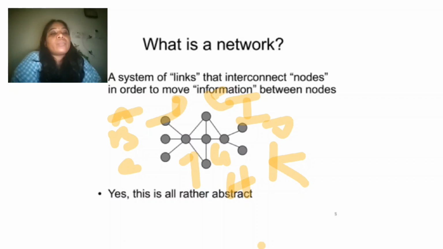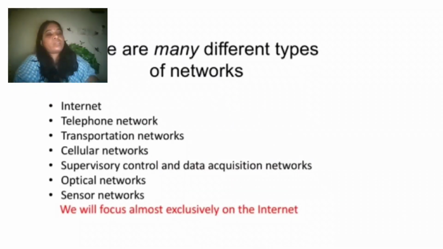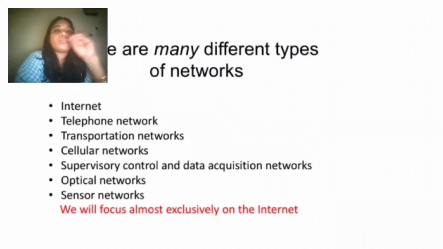Next, types of networks. Lots of types of networks are available. Majorly we are focusing on these types. The first one is the internet, the second is the telephone network, then transportation networks, cellular networks, supervisory control and data acquisition networks, optical networks, and the last one is sensor networks.